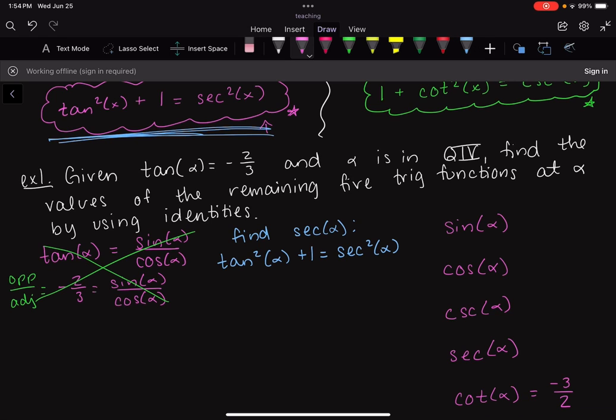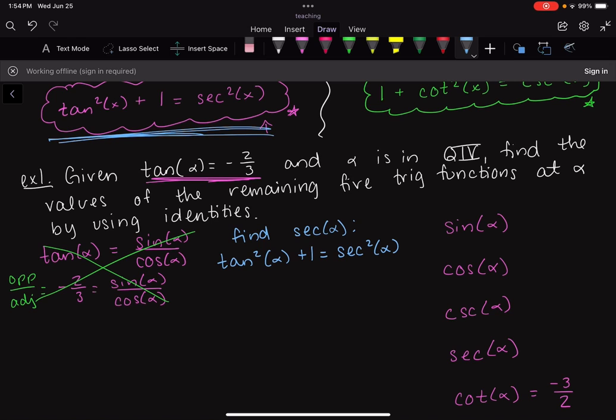So I know what tangent is. Tangent is -2/3, so I'm going to go ahead and replace that. Be careful, it's not saying that alpha is 2 over 3, it's saying that tangent of alpha is 2 over 3. So you can replace the whole thing.